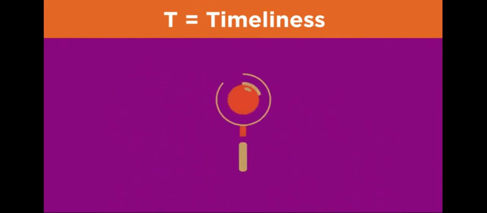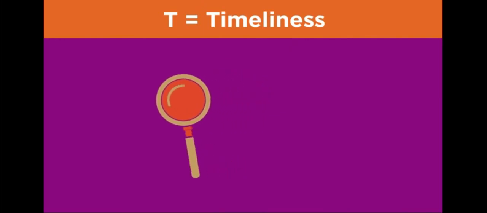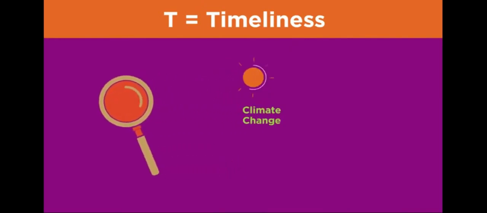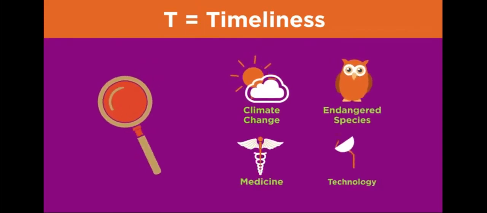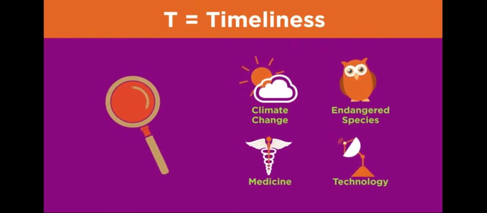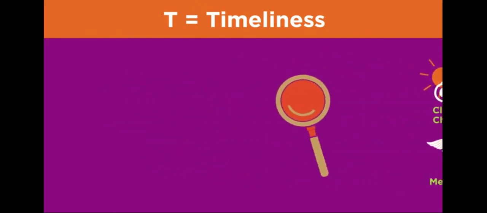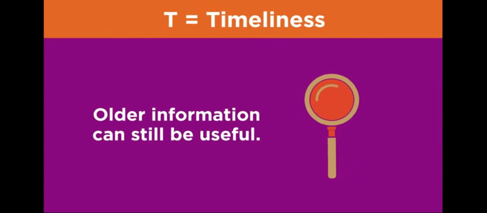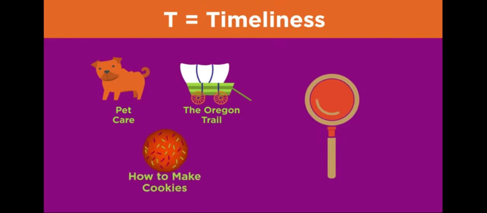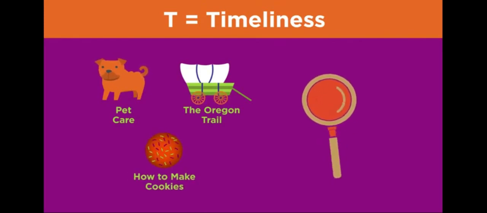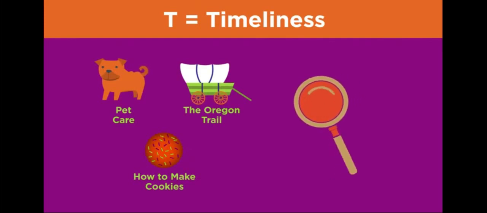Scientists and researchers discover new information all the time. Therefore, your sources of information need to be up to date for some topics like climate change, endangered species, medicine, or technology. Other topics have information that does not change much over time, and older information can still be useful. For example, pet care, the Oregon Trail, and how to make cookies are examples of topics that have not changed significantly over time. So, older articles on these topics would be useful.